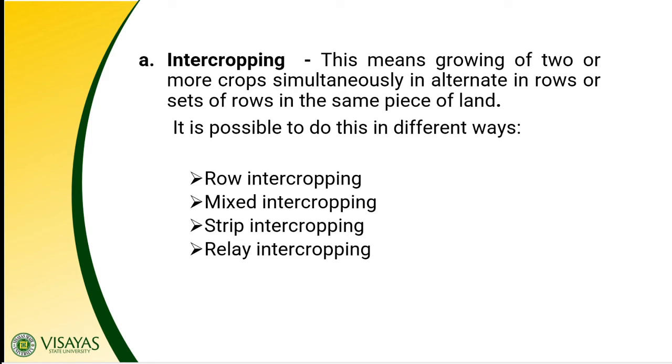The first one, intercropping. This means the growing of two or more crops simultaneously in alternate rows or sets of rows in the same piece of land. So take note of the word simultaneous. They are grown together or at the same time. And it's possible to do this intercropping in different ways. One such is by row intercropping, mixed intercropping, strip intercropping, and relay intercropping.